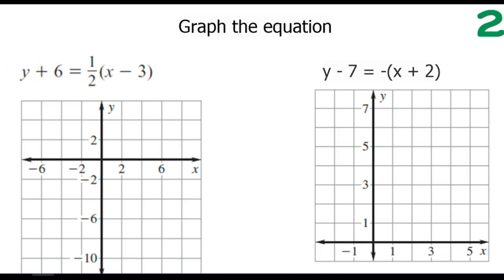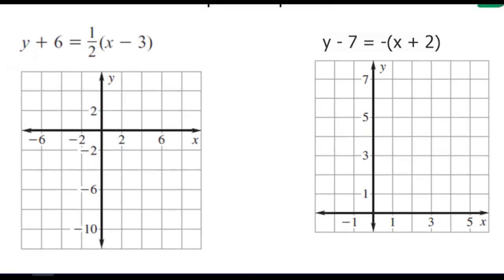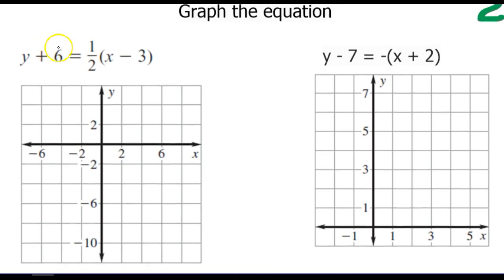Alright, this problem says graph the equation. This equation is in point slope form. So what we have to do is figure out our point. Well, we know that our x1 is 3. Our y1, though, says plus 6, so that's got to be a minus a negative 6. So our y1 is going to be negative 6. So our point then is 3, negative 6.